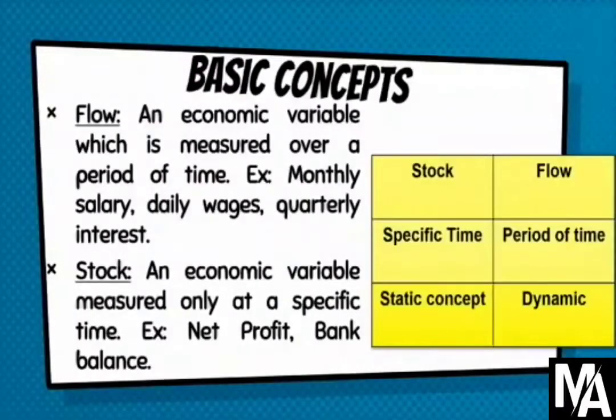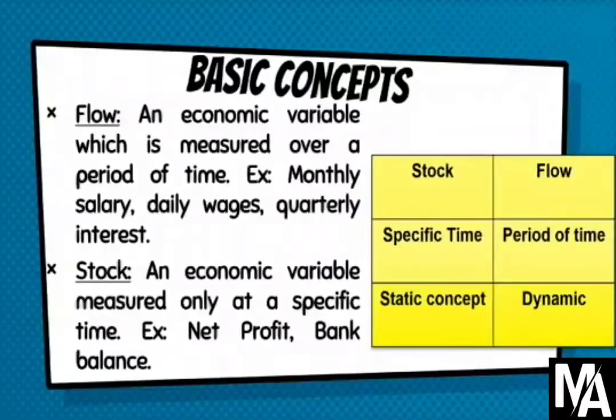We'll move to the next set of concepts, that is flow and stock. An economic variable which is measured over a period of time is called flow. For example, salary which is paid to us every month, wages which are earned by us daily, or interest which is paid into our bank accounts quarterly. These economic variables are called flow because they are happening over a continuous period of time.